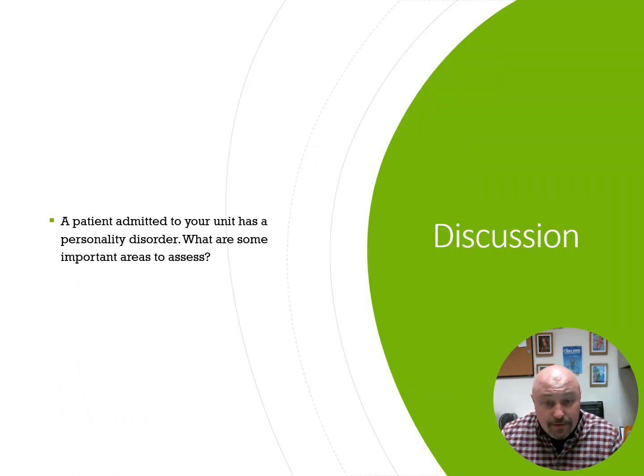A patient is admitted to your unit with a personality disorder. What are some important areas to assess? Priority 1 is going to be assessing for suicidal or homicidal thoughts. If these are present, the patient needs immediate attention. We also want to determine whether the patient has a medical disorder or another psychiatric disorder that may be responsible for these symptoms, especially a substance use disorder that could be contributing to it as well.